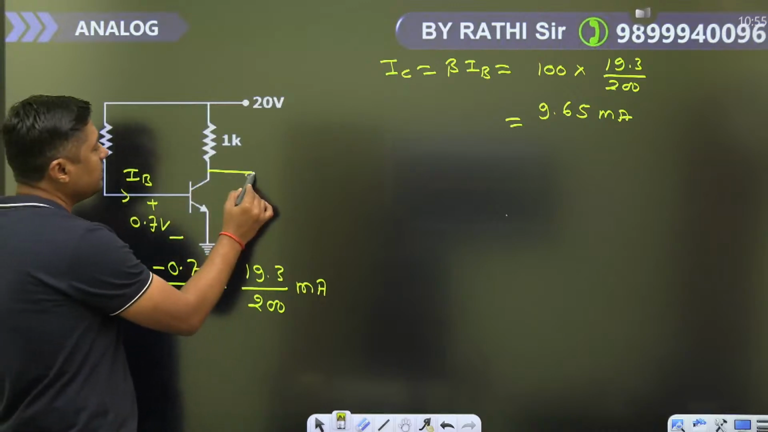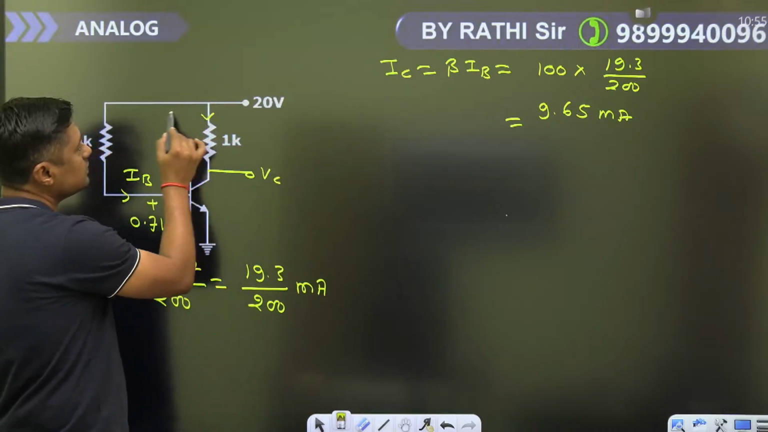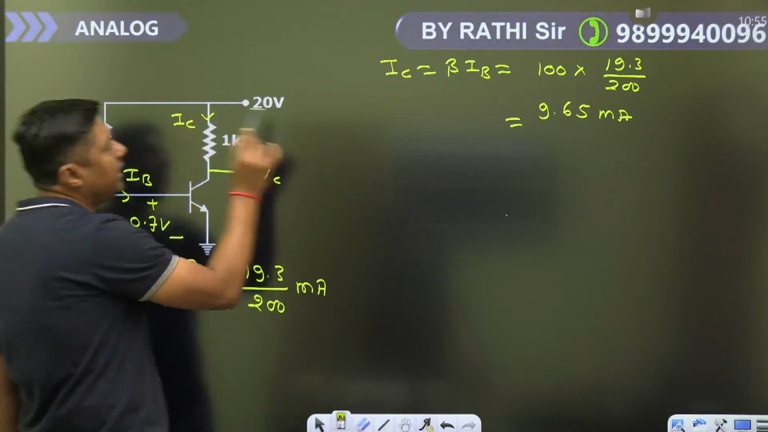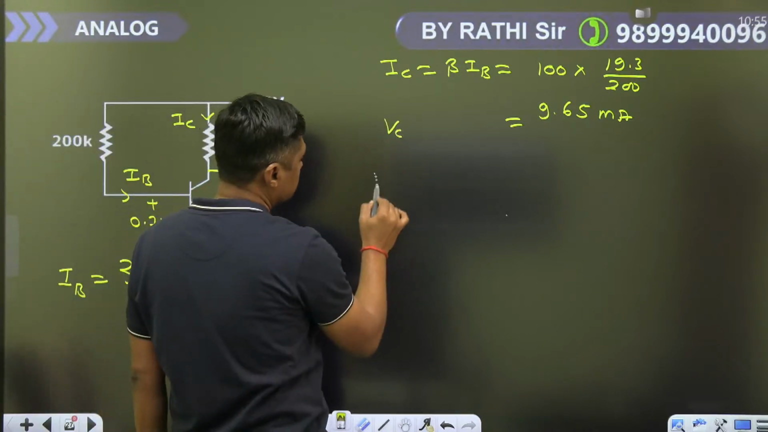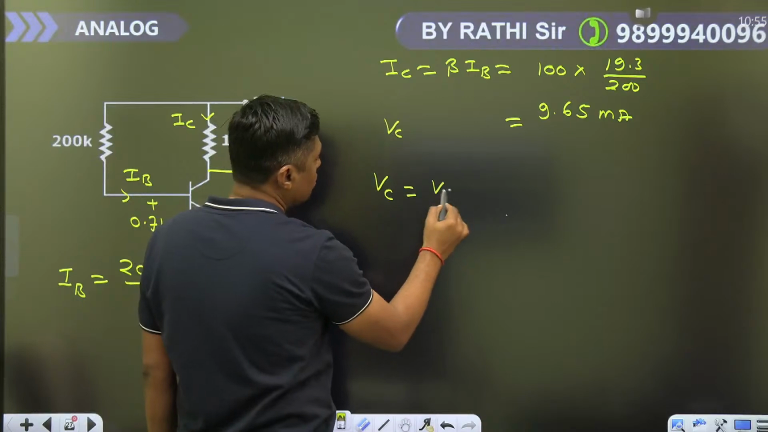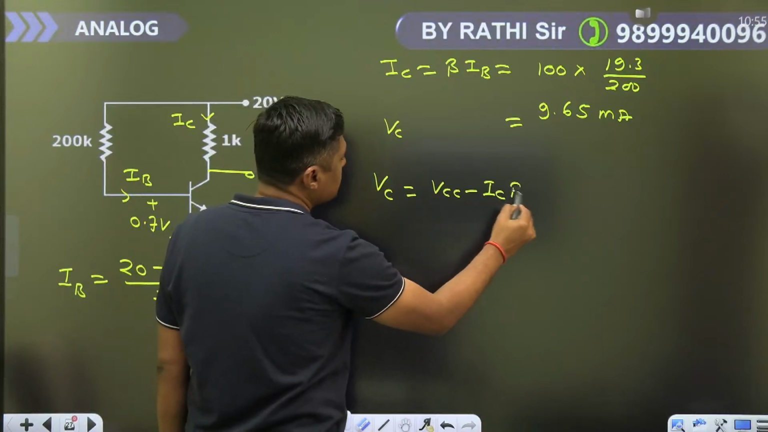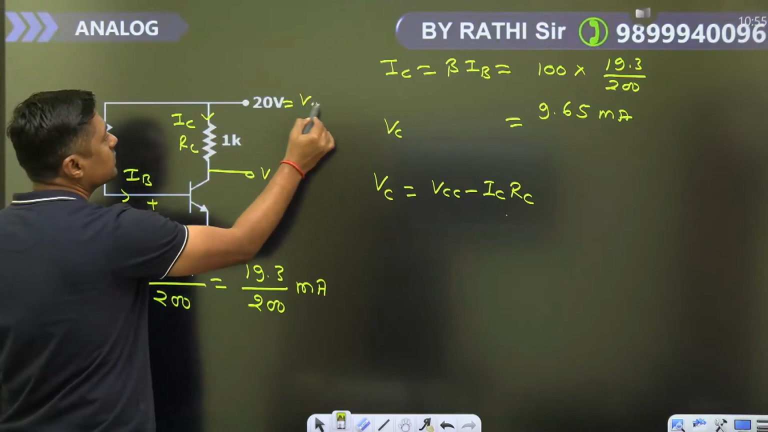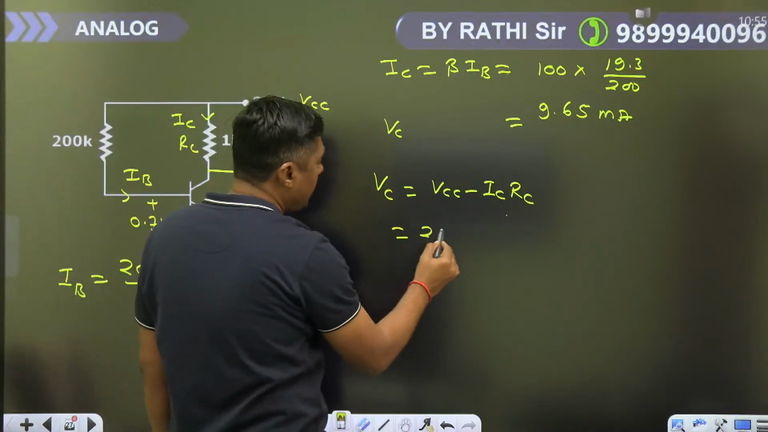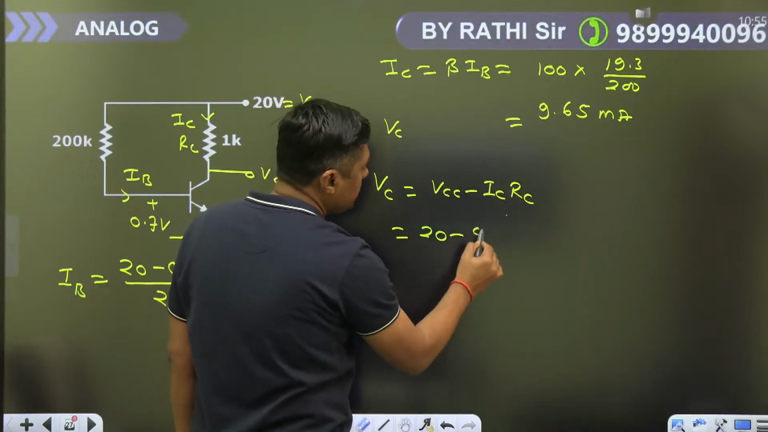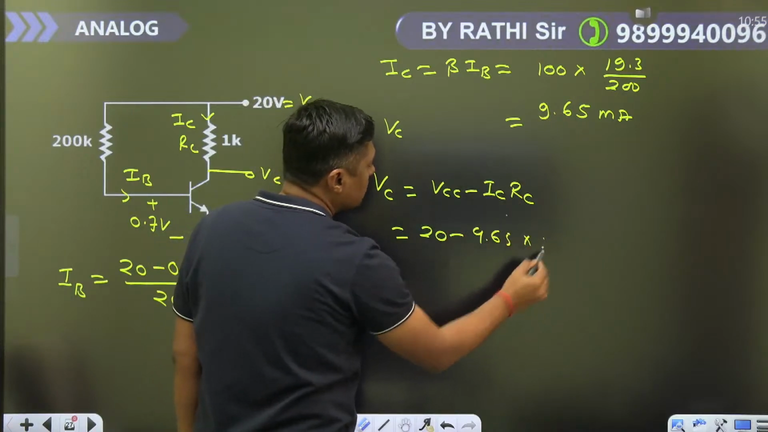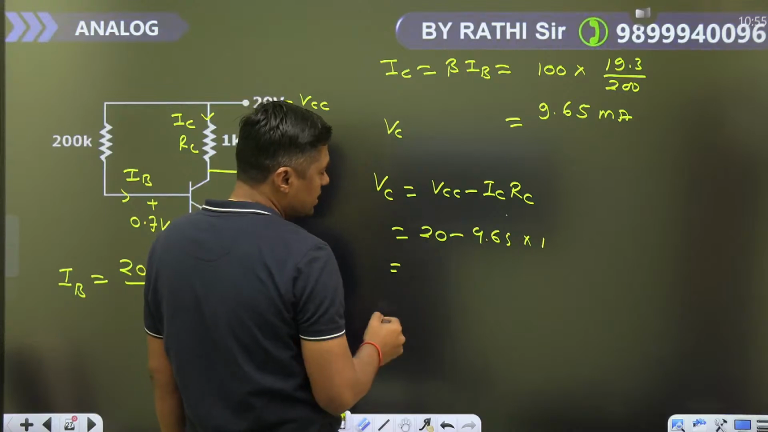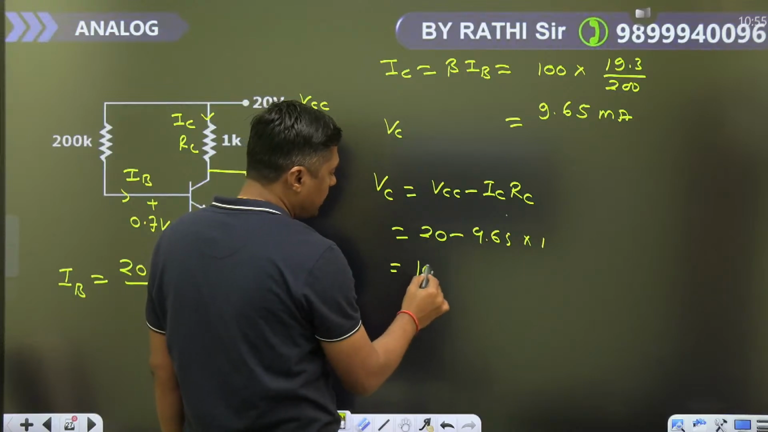Now, what is the value of VC? VC is given by 20 minus, this is called VCC minus IC into RC. This is called RC and this is called VCC. 20 minus 9.65 into 1. 20 minus 9.65, you will get 10.35.